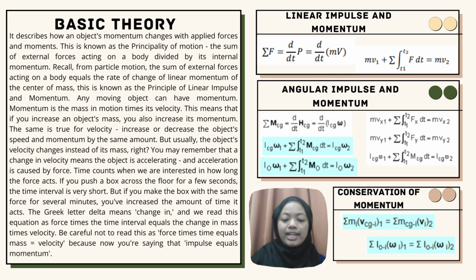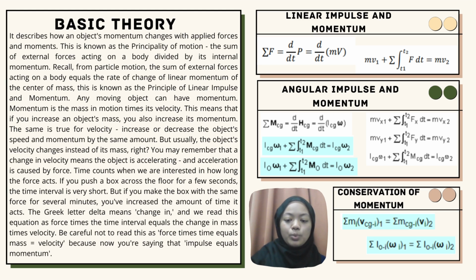Any moving object can have momentum. Momentum is the mass in motion times its velocity. This means that if you increase an object's mass, you also increase its momentum. The same is true for velocity. Increase or decrease the object's speed and momentum changes by the same amount. But usually, the object's velocity changes instead of its mass, right? You may remember that a change in velocity means the object is accelerating, and acceleration is caused by force.